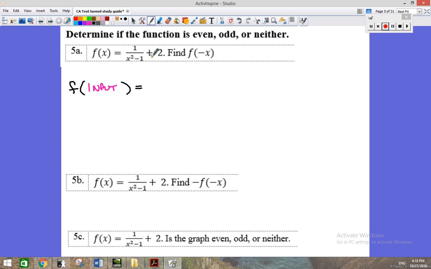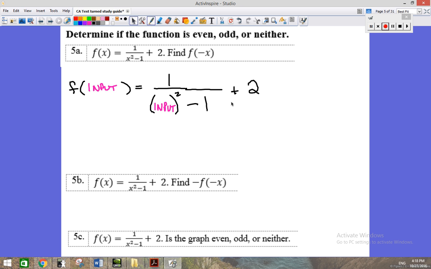This function creates an addition problem where the first term is a fraction. The numerator of that fraction is always 1. The denominator is always a subtraction problem where you square the input and then subtract 1. Now, that's the first term. The second term is always just plus 2. It doesn't change.